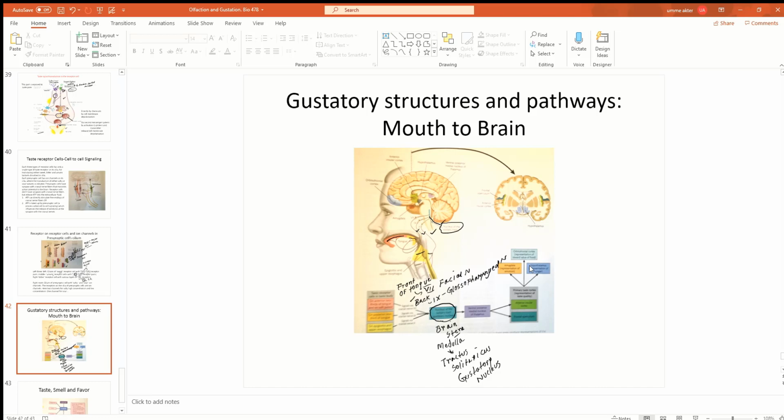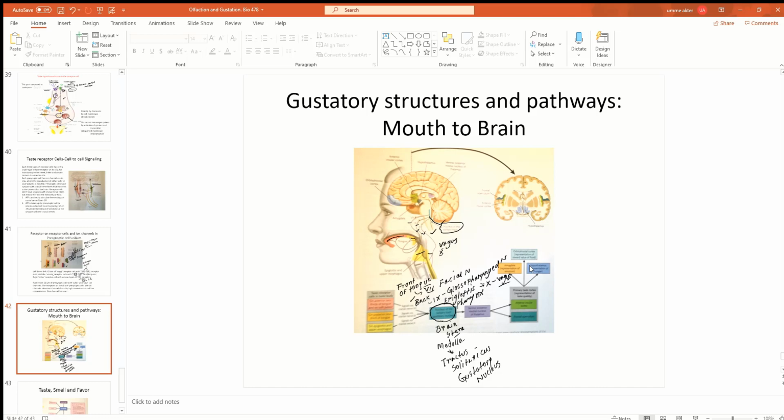And from the epiglottis and the wall of the pharynx, the vagus nerve, cranial nerve number 10, will take the signal to the solitary nucleus. So here you see this is vagus number 10, this is glossopharyngeal number 9, and this is number 7, facial.